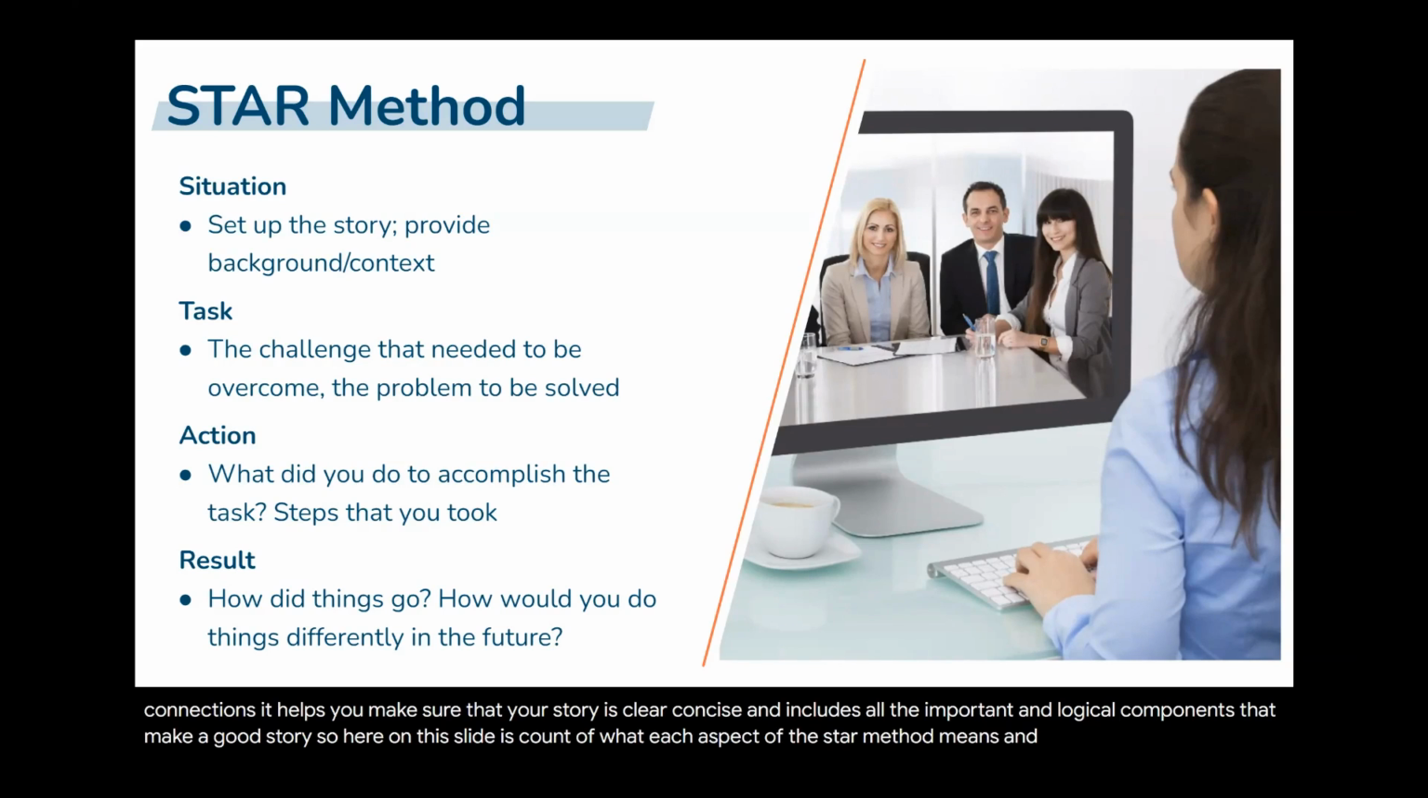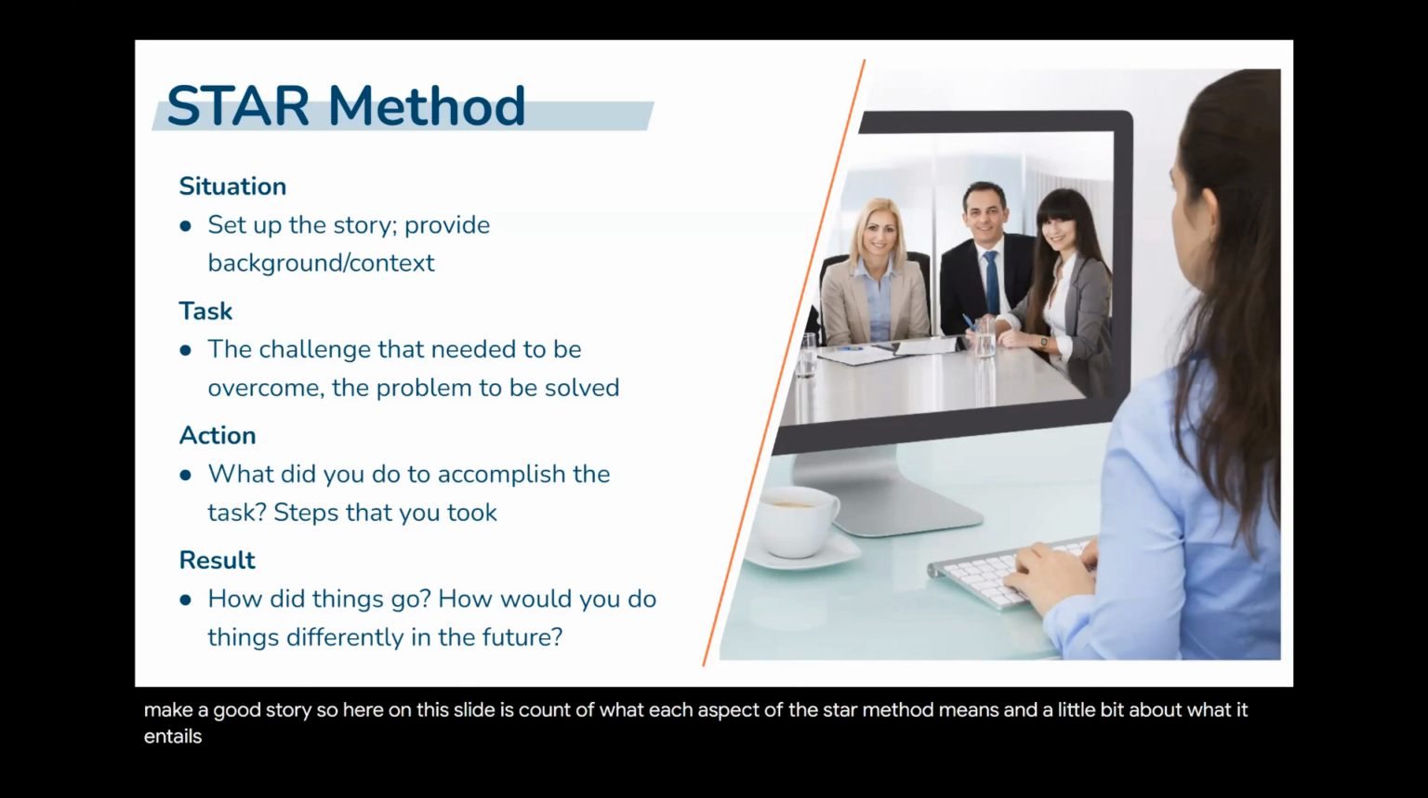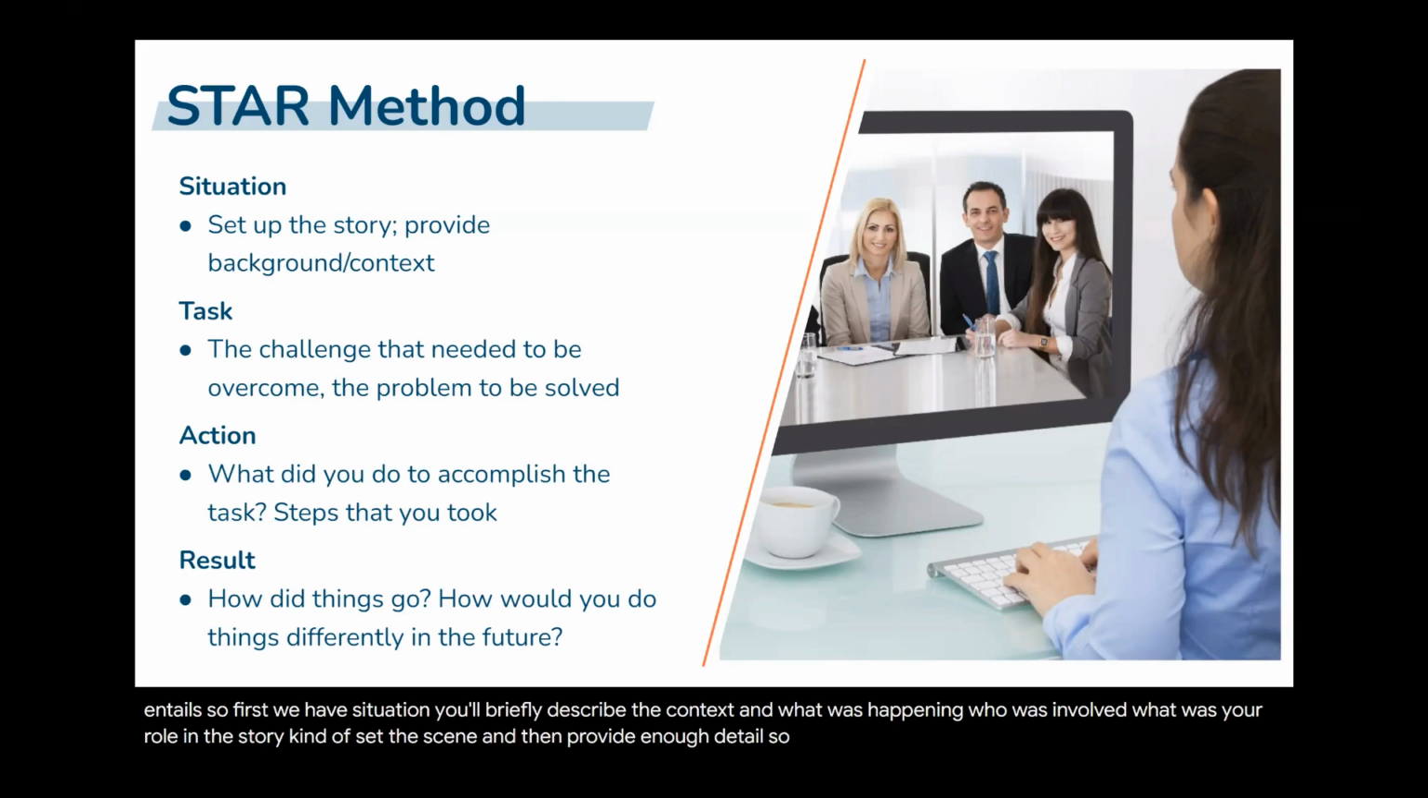So here on this slide is a breakdown of what each aspect of the STAR method means and a little bit about what it entails. So first we have situation. Briefly describe the context and what was happening. Who was involved, what was your role in the story, kind of set the scene and then provide enough detail so that your listener understands the scenario.